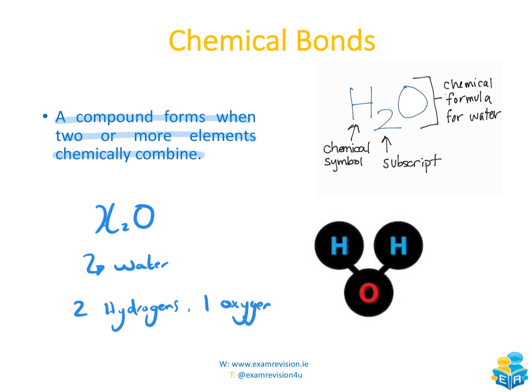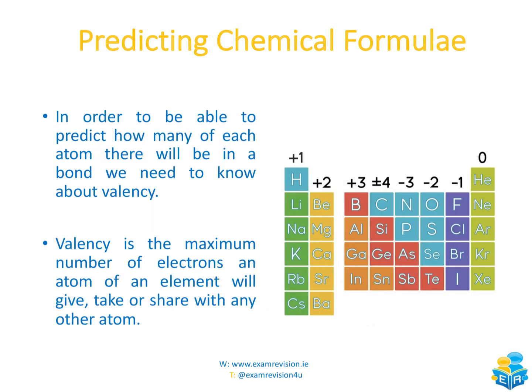Now, how does this actually come around? Well, that's what we're going to be looking at in the next couple of minutes, using the periodic table to predict, if you were given 2 random elements, if they were to combine, how many of each would you need in order for them to be able to chemically combine, and what would the chemical formula end up being, just like water is H2O. Now, in order to be able to do this, we need to introduce ourselves to another key word, and this key word here is valency, but you've actually already dealt with this already.